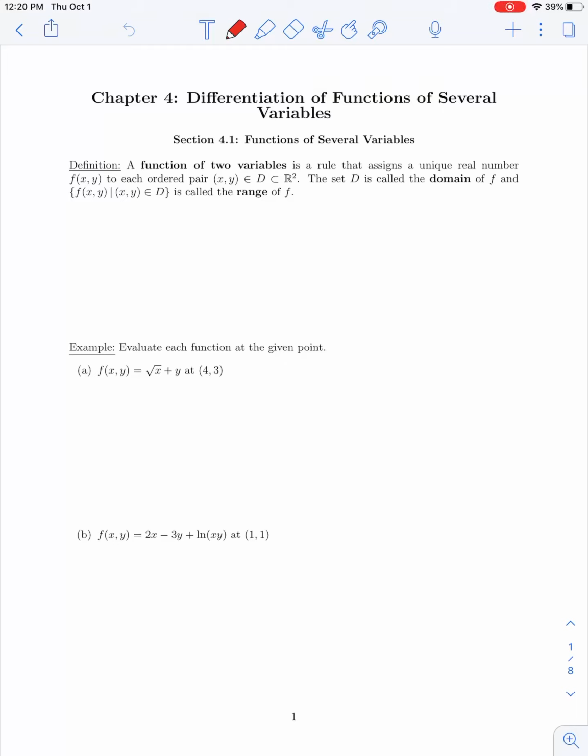Okay, in this lecture we're going to start our Chapter 4 material on differentiation of functions of several variables. And in section 4.1 we'll introduce the idea of a function of more than one variable. So everything that we've been considering in Calculus 1 and 2 in prior courses, we've been working with functions of the form y equals f of x.